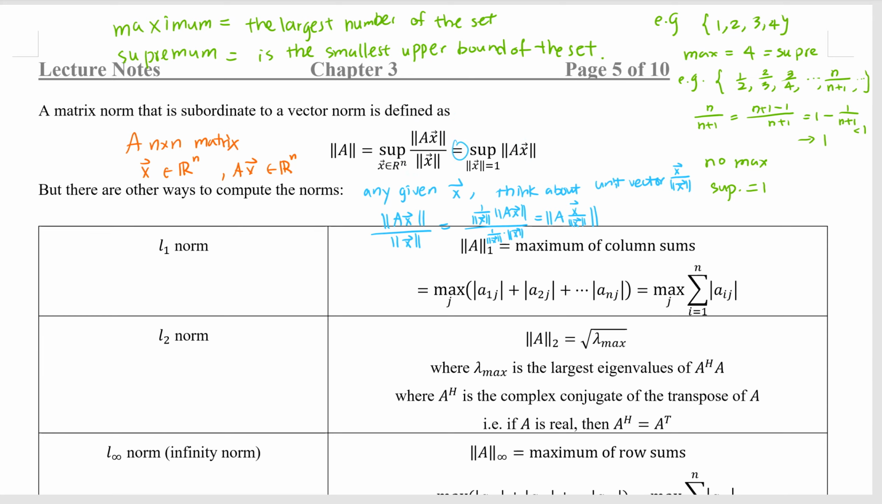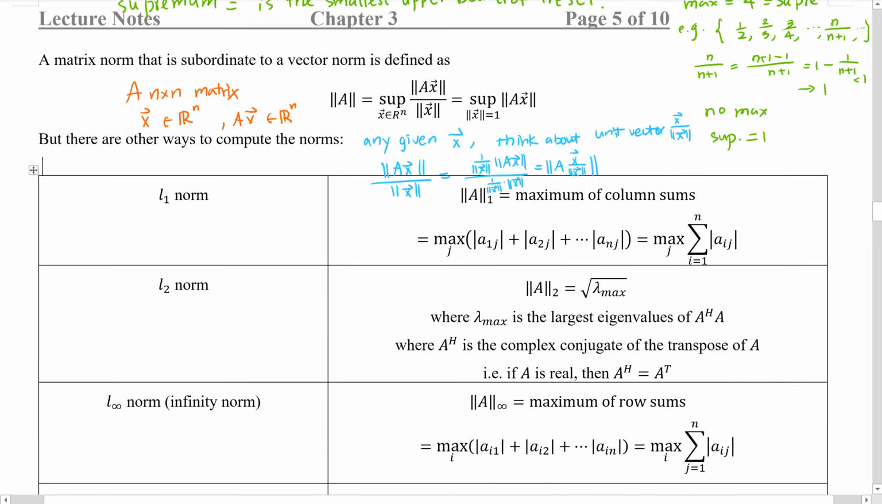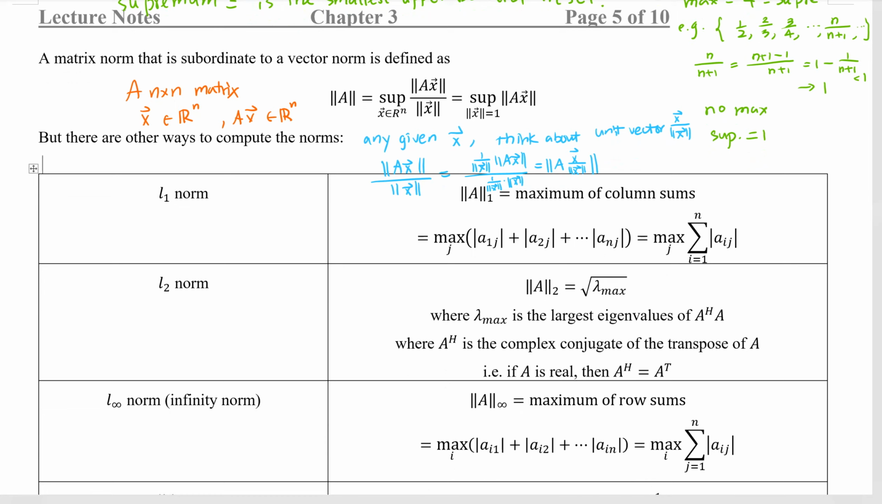So far, so good, everybody? Okay, but in general, we won't use this definition to compute because there are infinitely many unit vectors in Rn. How can we compute all of them and find the supremum for all those magnitudes? Okay, so the following are the actual ways to compute the matrix norms. What we just went over is just the definition of a matrix norm.